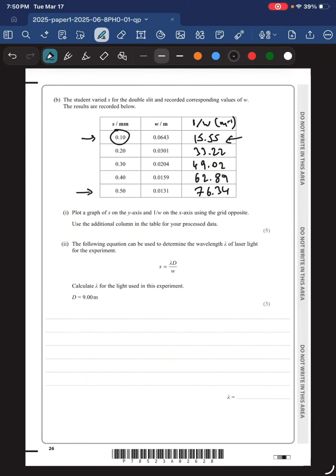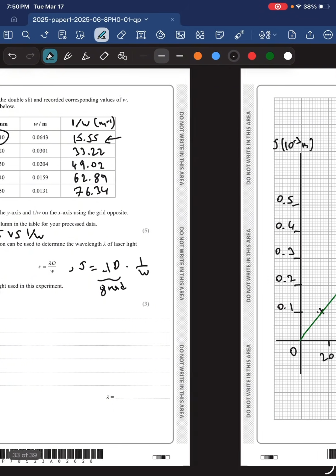In part 2, we are basically rewarded for the plot we just plotted. They give us the following equation that can be used to determine the wavelength lambda of laser light: S is lambda D over W. So this has the form lambda D times 1 over W. And we see that the gradient of the plot of S versus 1 over W is equal to lambda D, and they give us the D to calculate lambda. So we have to calculate the gradient, pretty much.